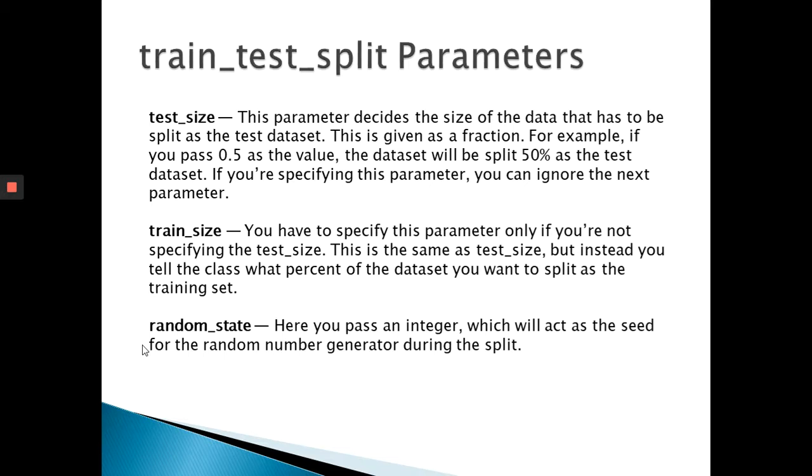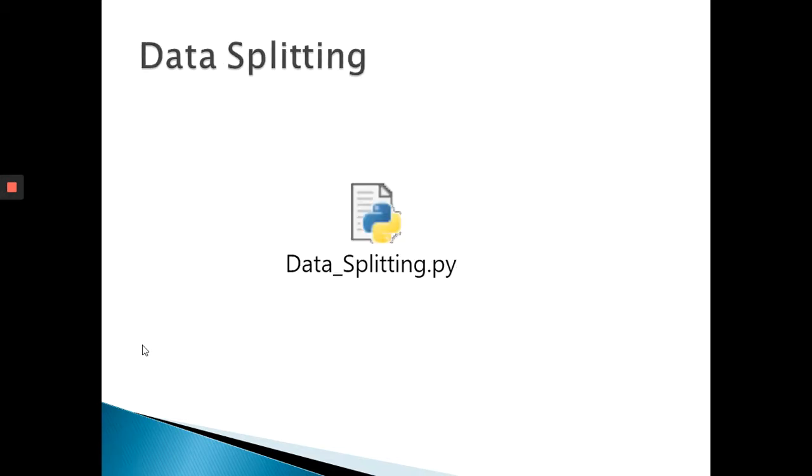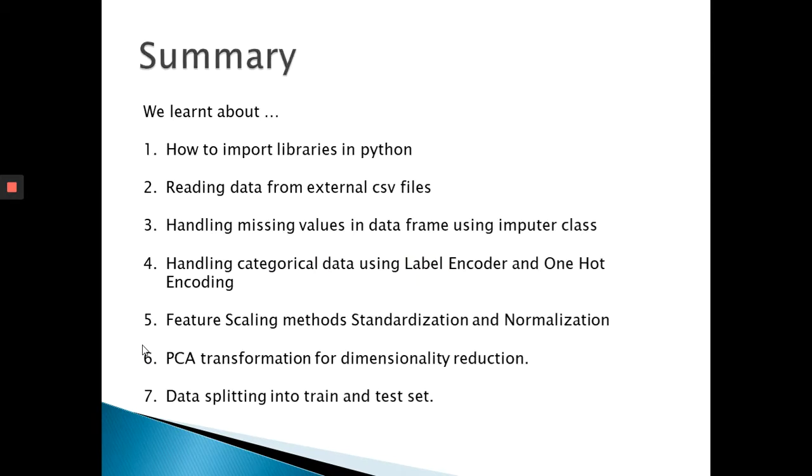Next is train size. You have to specify this parameter only if you are not specifying the test size. This is the same as test size, but instead you tell the class what percent of the dataset you want to split as the training set. The last one is random state. Here you pass an integer which will act as a seed for the random number generated during the split. And this is the code for data splitting in Python.